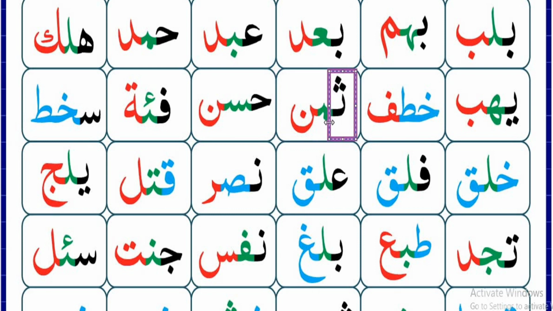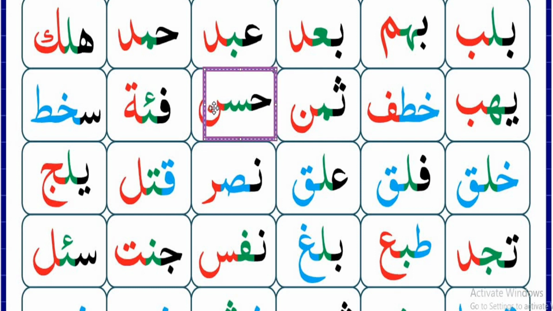The first with 3 dots on top is tha. The middle one is meme. It is the one you saw here. It's exactly the same shape, meme, and that last one is the full shape of noon. So the 3 letters here are tha, meme, noon.